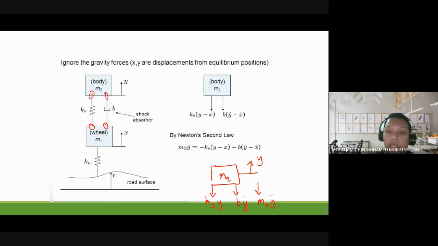So we have KS X acting upward. And we have BX dot acting upward. So it's the same thing here, but it has negative because the direction drawn is going downwards, okay? So if you write the equation of motion, you will get the same thing as here.